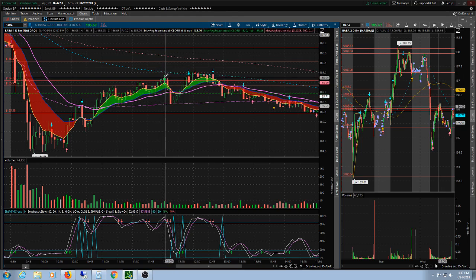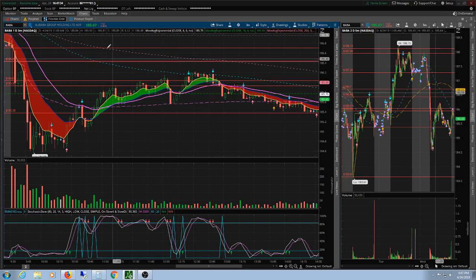And at the time I didn't know it, but it turns out we had a spinning top here, which is a potential reversal. It could be a continuation candle. You don't know till you get confirmation, but the confirmation was here that it dropped down. So I got out right here.